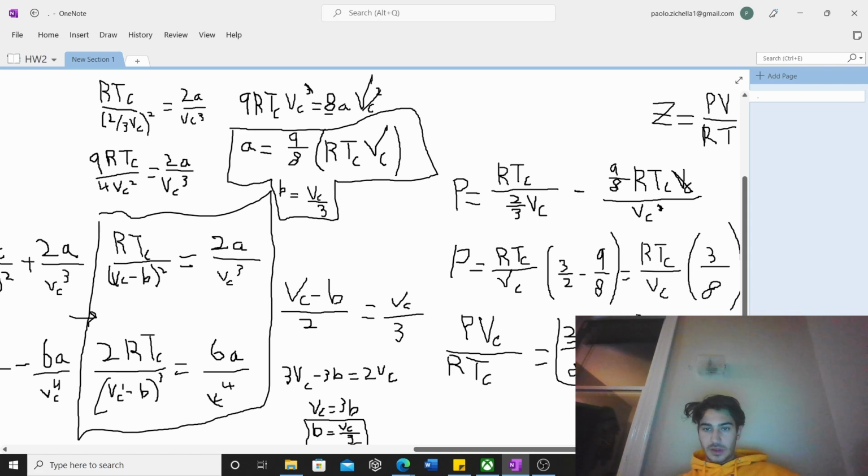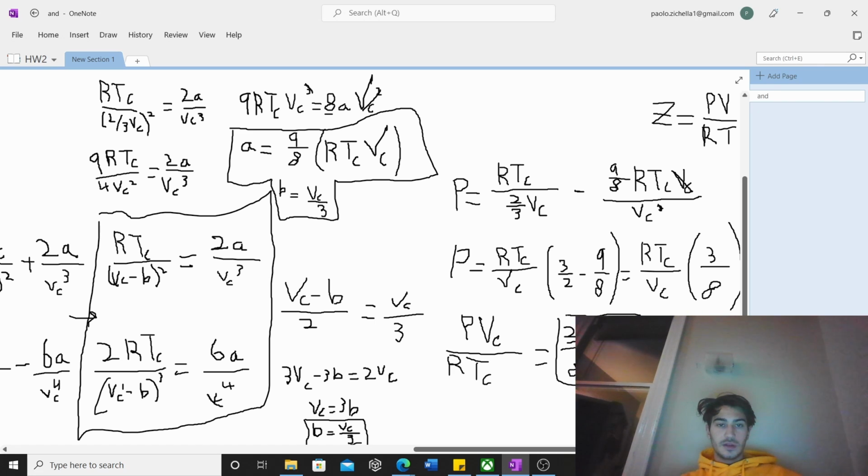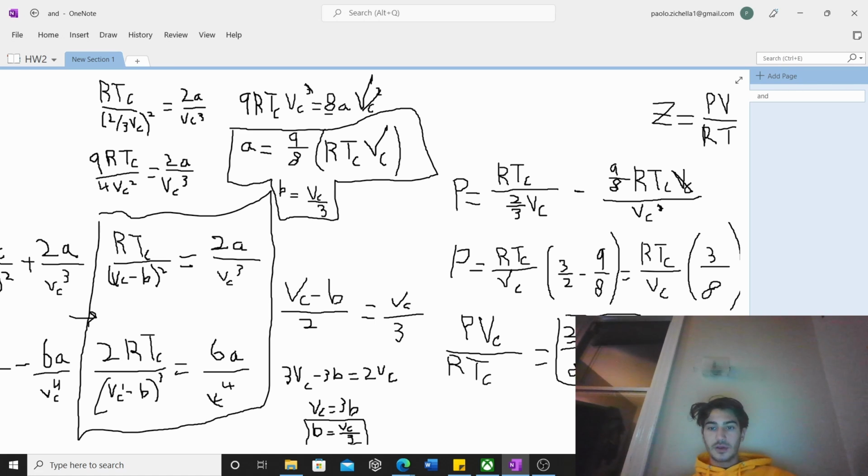So there we have it. We used the van der Waals equation of state and solved equations for A and B, and we used those to find our compressibility factor.